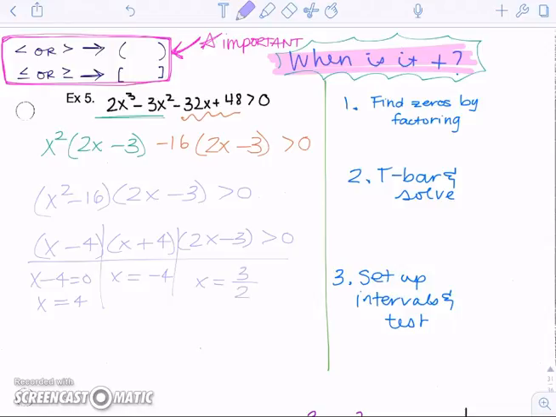So what I'm going to do is I'm going to set up these intervals, and I'm just going to use a simple number line for now, and then we'll look at a graph later on. But I start by setting up a number line and just putting these in order.